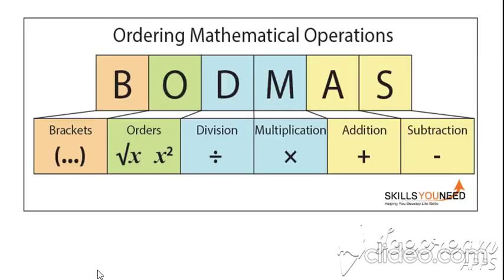Now let's talk about this important part, ordering mathematical operations. As I said, this talks about the order of mathematical operations. The first one, as you can see here, is B for brackets. So brackets come first, and what comes second is order. Where you see the root or the power 2, this one comes second. And then D for division comes third. Then M for multiplication comes fourth. A for addition comes fifth. Then the last one is subtraction, which is the 6th one. You need to take note of this, because it is going to help us solve these mathematical questions.